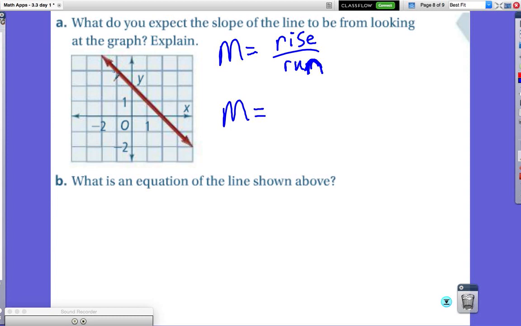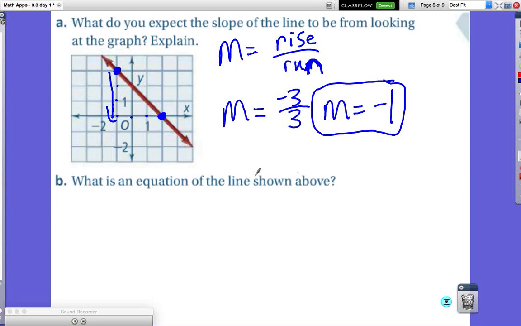We pick any two points. If I pick this point and this point, our slope is down, so negative: down 1, 2, 3 over 1, 2, 3. This one we must divide, so our slope then is -1.